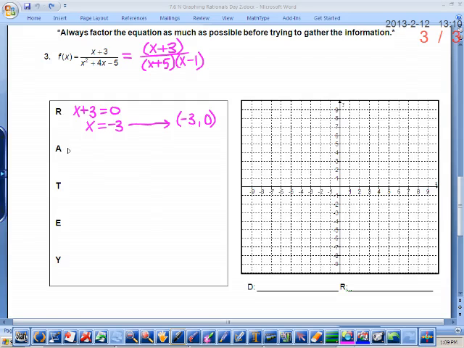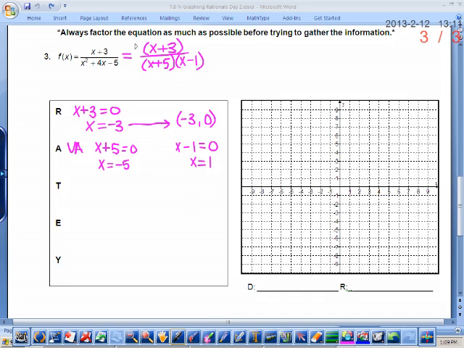Okay. A represents our vertical asymptotes. How many vertical asymptotes is this going to have? 2. There are 2 factors in the denominator, so I set them each equal to 0. So what are my 2 vertical asymptotes? Good. That means 2 vertical asymptotes are going to create 3 parts of the graph. 1, 2, 3. Okay? All right.